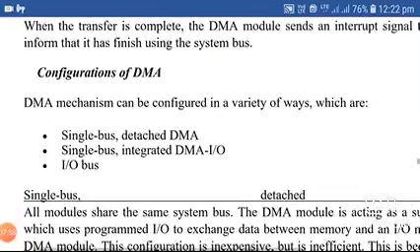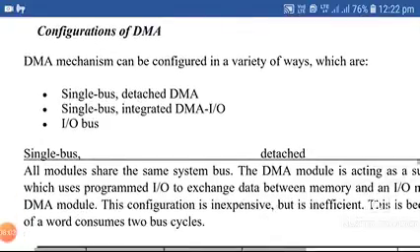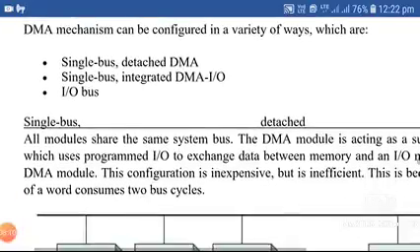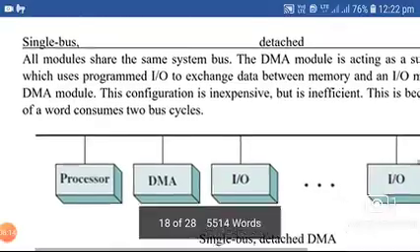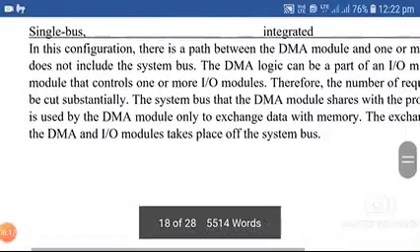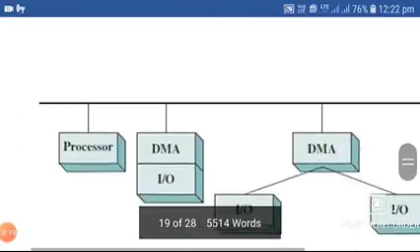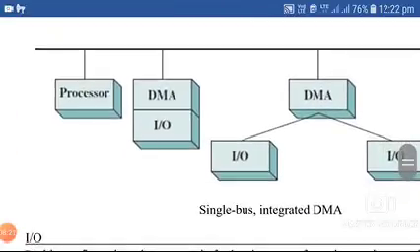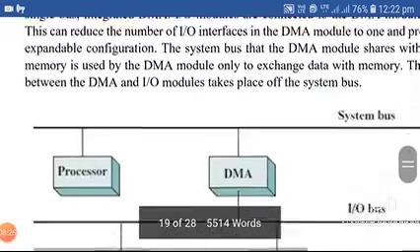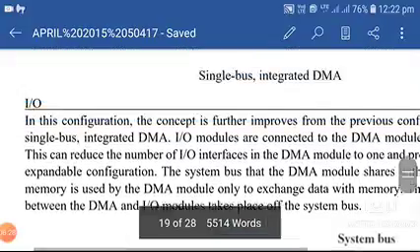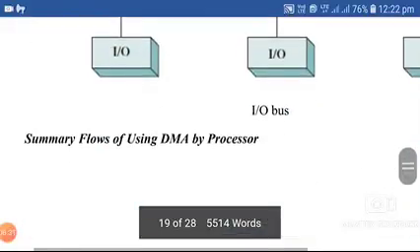Configuration of DMA. The DMA mechanism can be configured in a variety of ways, which are given below: single bus dedicated DMA, single bus integrated DMA I/O, and the last one, I/O bus. The single bus detached configuration is given in the diagram below. Single bus integrated is given below. From the diagram you can see processor, DMA I/O, memory. The next one is I/O bus alone, as you can see in the diagram here.